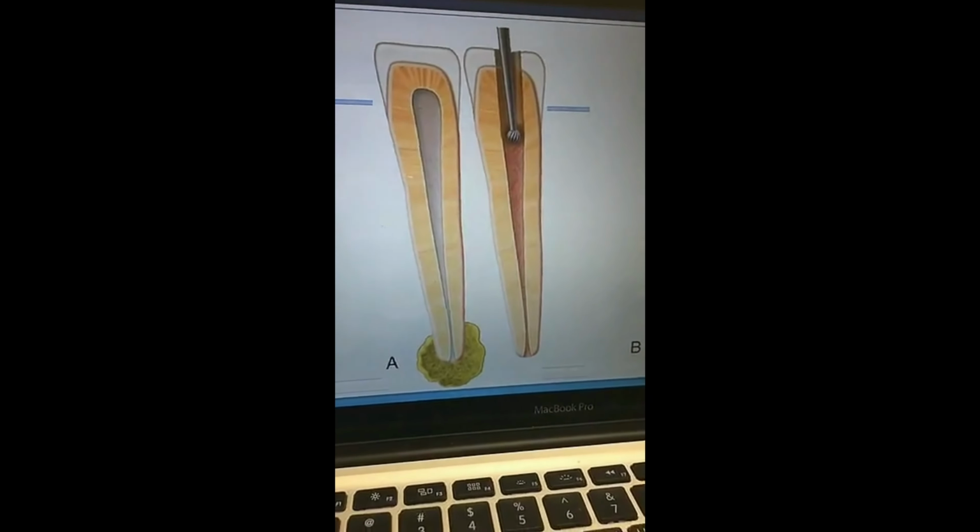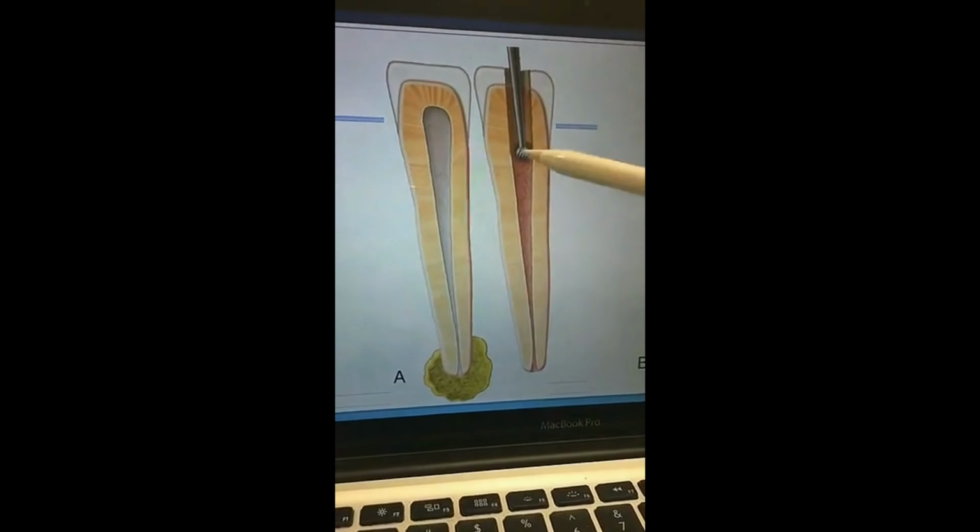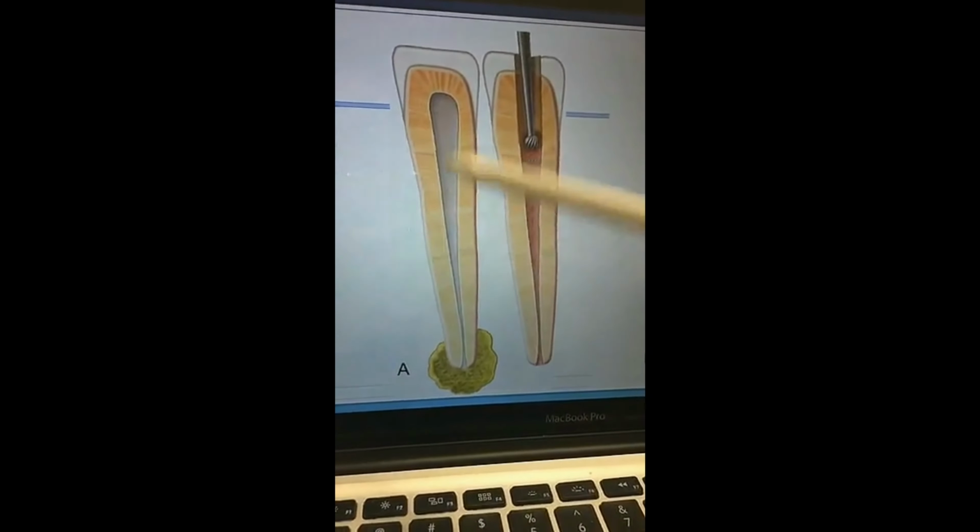The worst mistake you could ever do in dentistry is to open the wrong tooth. This is a vital tooth, and this is the tooth that needs endo.